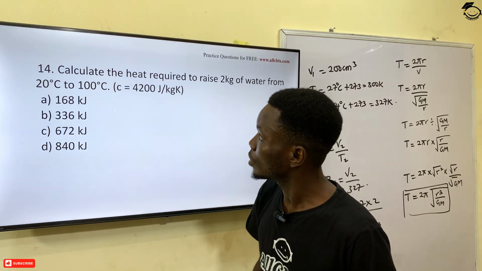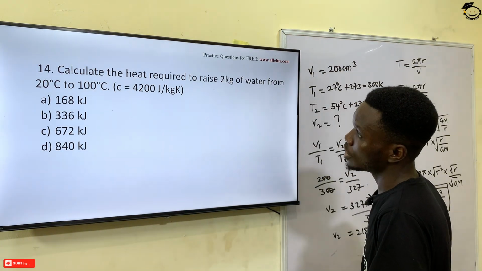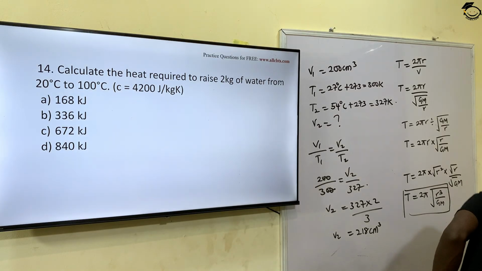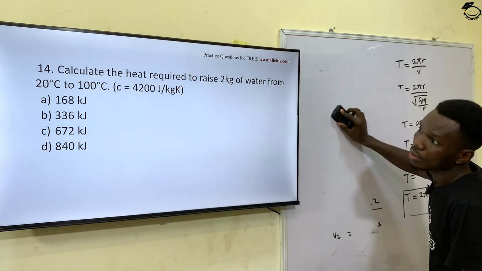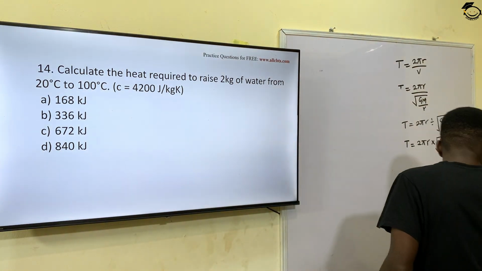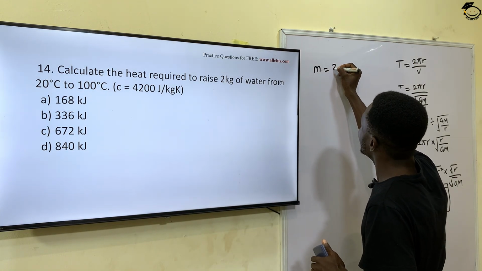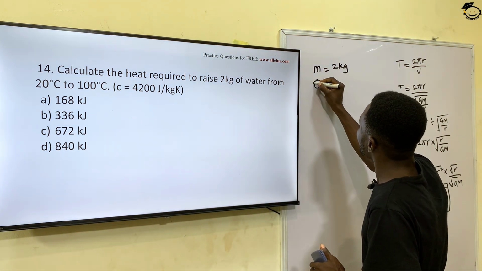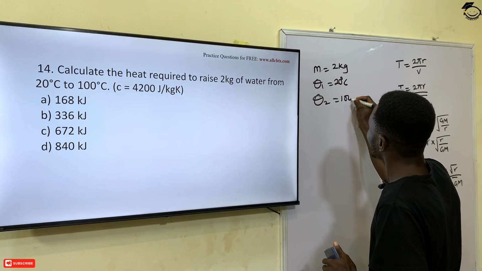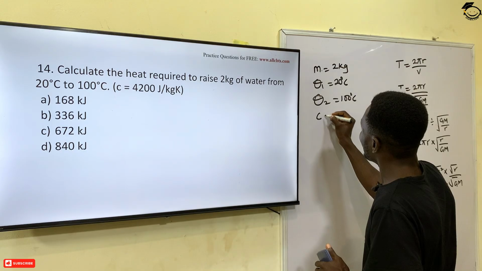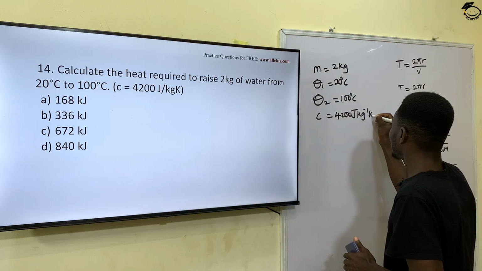So that takes us to the next question, which says, calculate the heat required to raise 2 kg of water from 20 degrees Celsius to 100 degrees Celsius. So the mass of water was given as 2 kg. We are given the first temperature θ1 as 20 degrees Celsius. We are given θ2 as 100 degrees Celsius. We are given the specific heat capacity of water as 4,200 joules per kilogram per Kelvin.